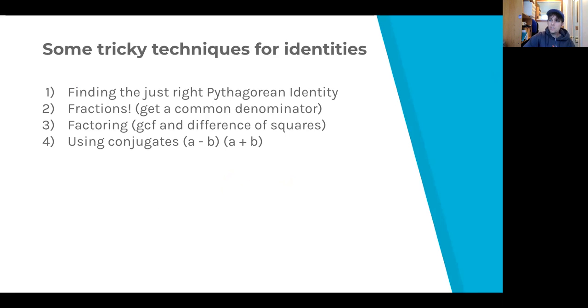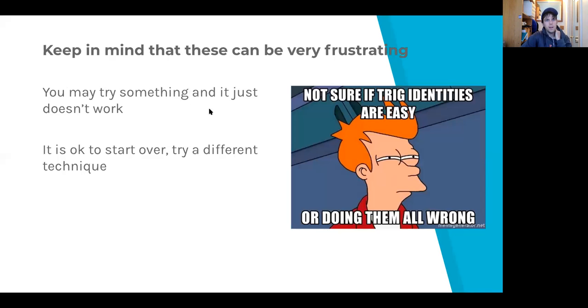So making use of those conjugates. We'll go through each of these things. We'll probably only go through a couple of these in this part 2 video, and we'll do a little bit more in the next part. All right, so it's really important to keep this in mind. These can be super frustrating. You can do a bunch of work and it just doesn't work out for you. Maybe you miss something along the way, you make a small mistake, you just can't quite see how to get it there. It's okay. Just start over.